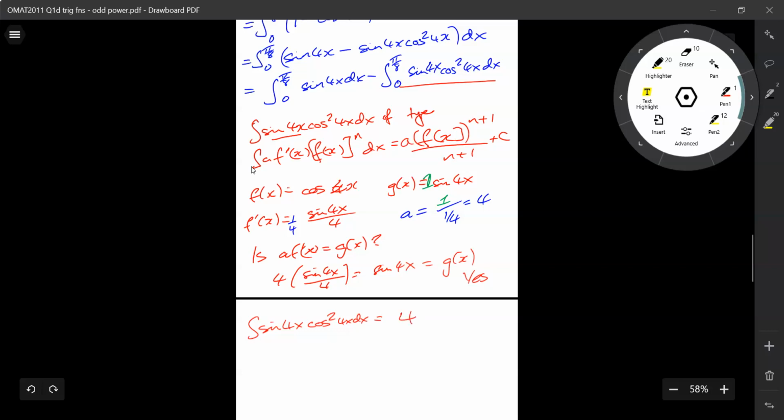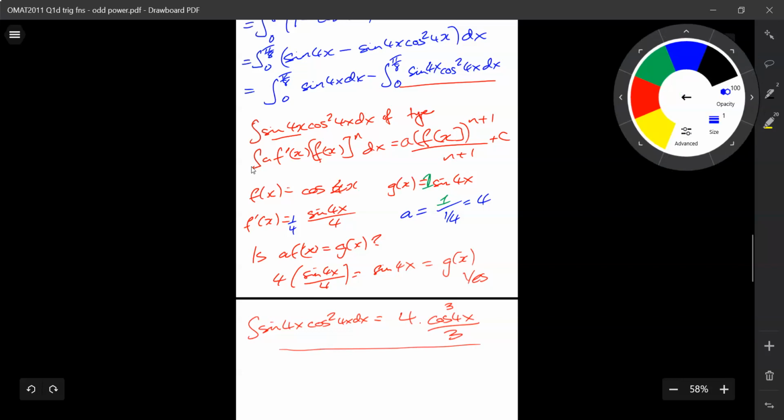Sorry, I should have had the a up here and the rule above. A is 4, cosine 4x is our function f at x, and the power was 2, so now it's 3, and we divide by the 3. So we have worked out our integral there of that function, so we can now substitute it in up above.